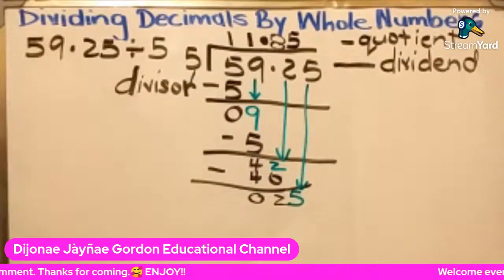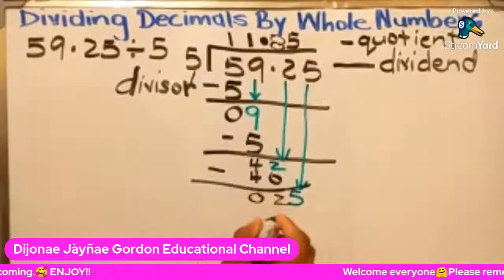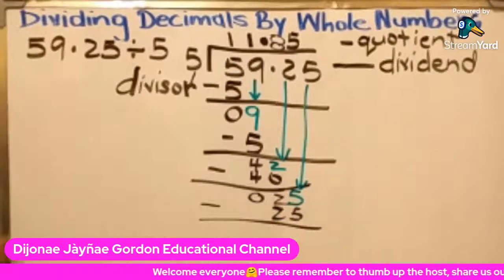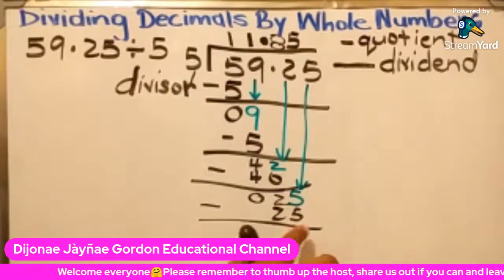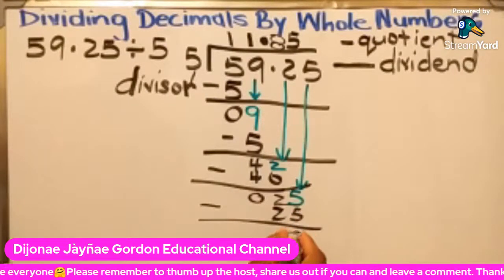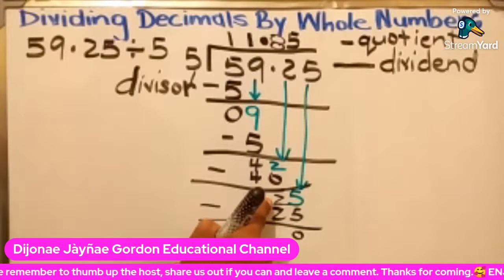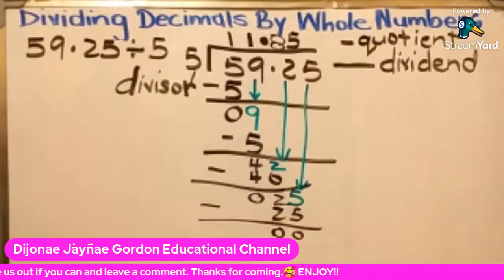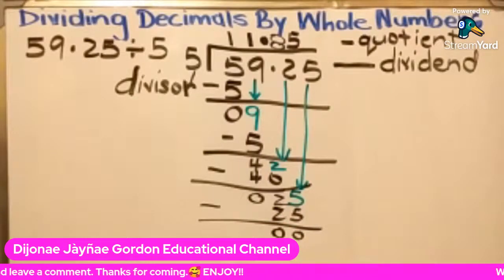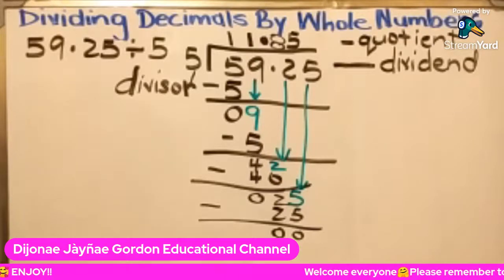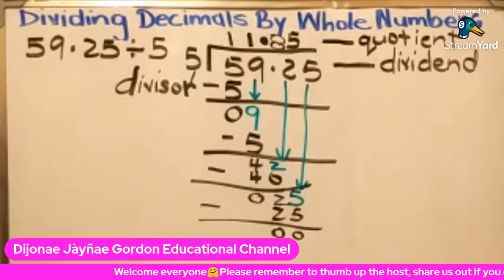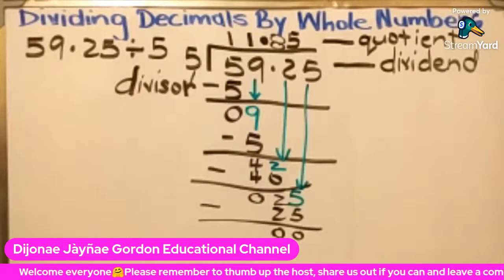And now you're going to multiply. 5 multiplied by 5, of course, that is 25. All right, draw your line, and of course, you're going to take away. You have 5 things and you give away all 5 of it, you're left with 0. And of course, you have 2 things and you give away 2, you are left with 0. So here we have 0 remainder left. All right, so what is our quotient now? Our quotient is 11.85. That is our quotient.